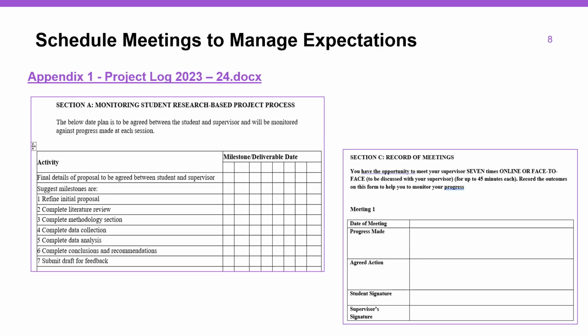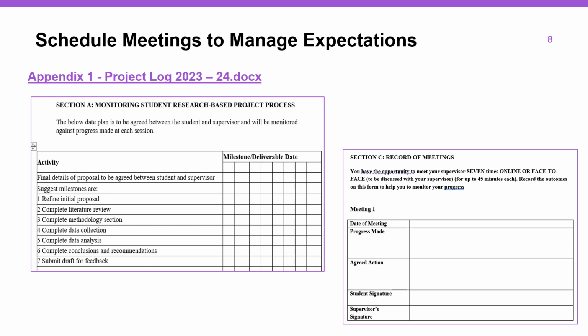When you schedule meetings, it's important you indicate to your supervisee when your next meeting will take place, to manage expectations. One of the advantages of Zoom meetings is that you can set up a series of meetings, repeating every month or every 2 weeks or 3 weeks. However, I also advise supervisors to refer students to Appendix 1 of the handbook, which is also on the module site, called the Project Log or Research Project Log.